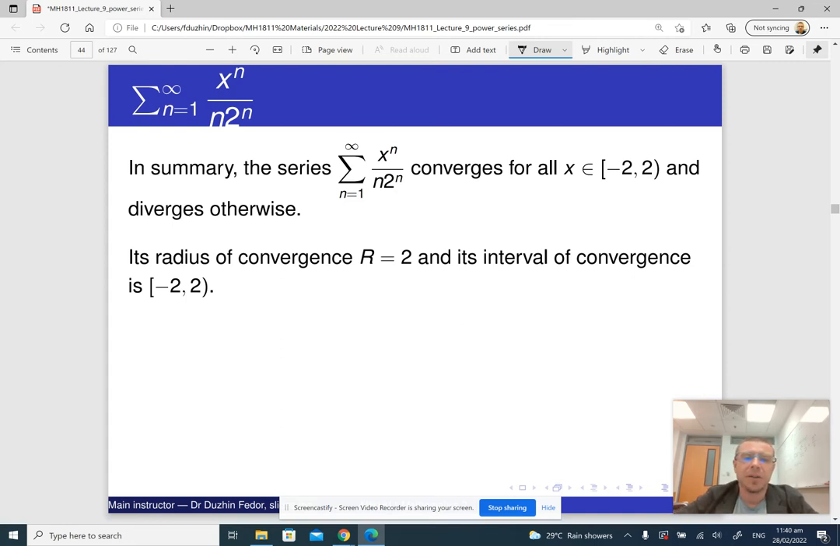So here is the final answer. The radius of convergence is 2, and the interval of convergence is the interval from negative 2 to 2, including negative 2, but excluding 2.